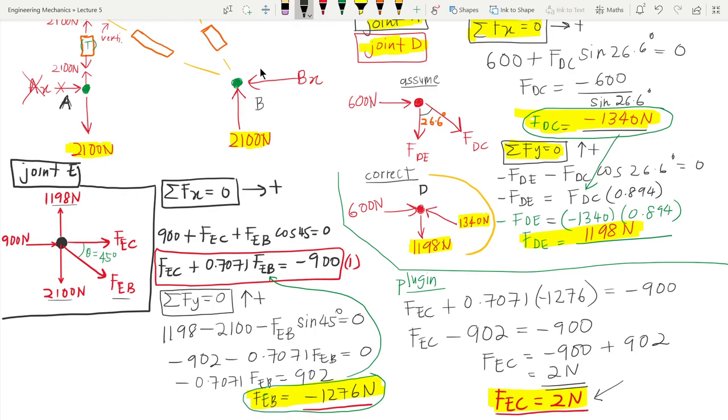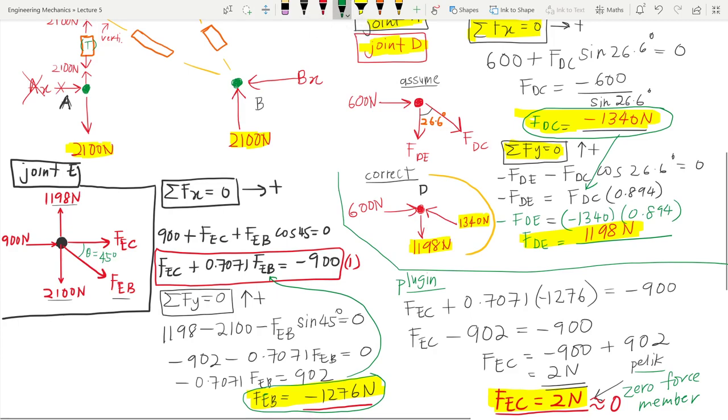So obviously, this is weird, right? Weird. So this is what happens when you get a zero force member. We will get exactly zero if we were to do proper calculation in terms of the decimal places. If you don't leave out the decimal places, you're going to get exactly zero newton. So this one is actually zero newton. So FEC is 0. FEB is negative 1276.